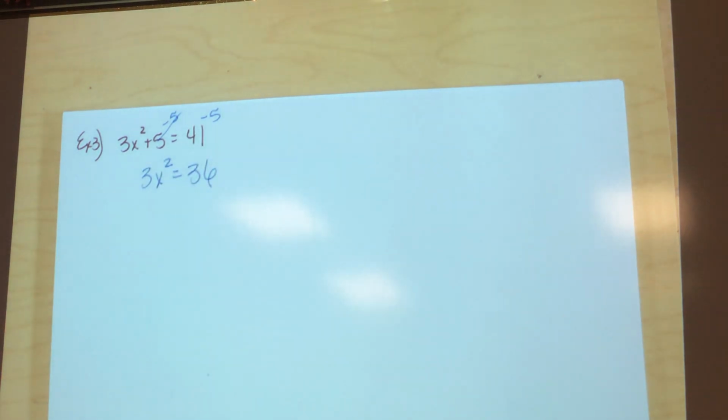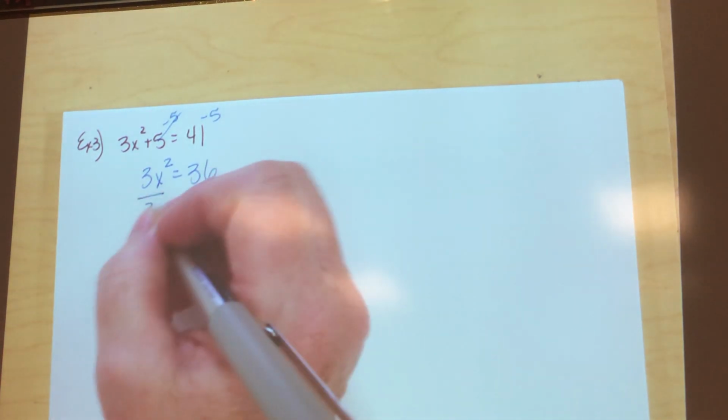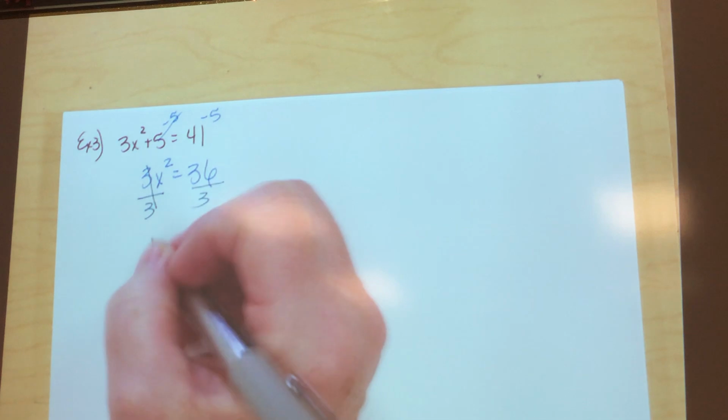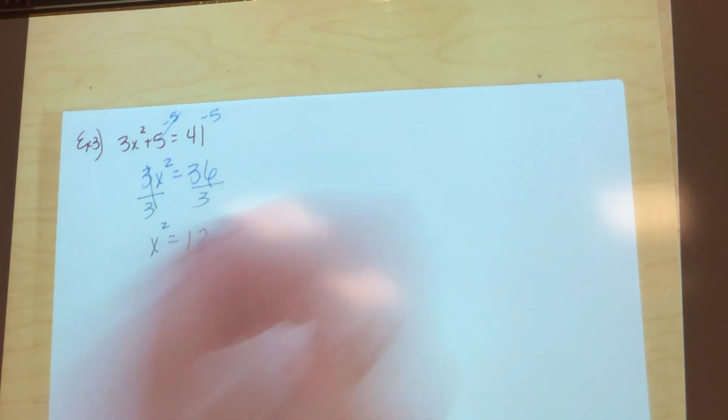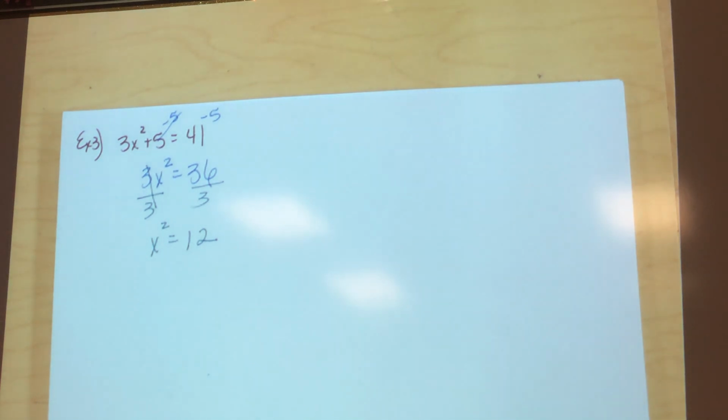Take the square root of it. Before I take the square root, I need to get that x squared all by itself. Divide that over. There you go, divide by 3. Now it's by itself, and x squared is equal to 36 divided by 3, which is 12. Now what am I going to do? Now you're going to square root it. Yeah, now I'm going to square root it.